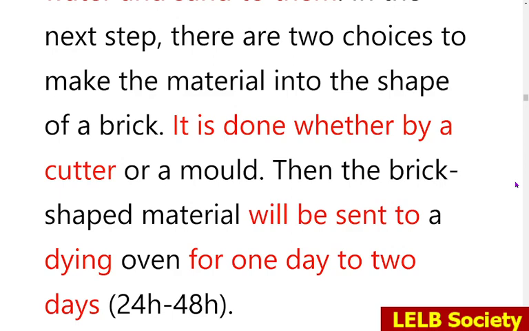Then the brick-shaped materials will be sent to a drying oven. And again, actually, this is a mistake: in the diagram we see it is called a drying oven, not a dyeing oven, which is a big mistake, and try to avoid these mistakes. And "will be" is, again, actually not future tense but simple present tense, so "is sent to".